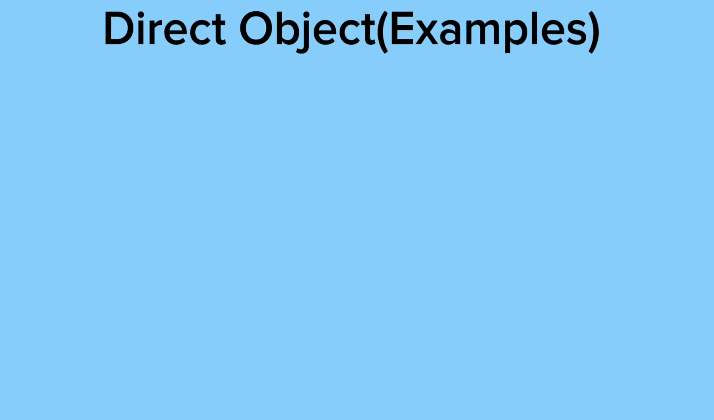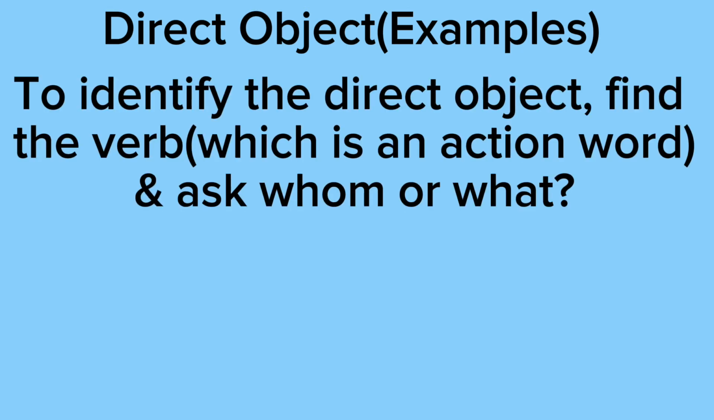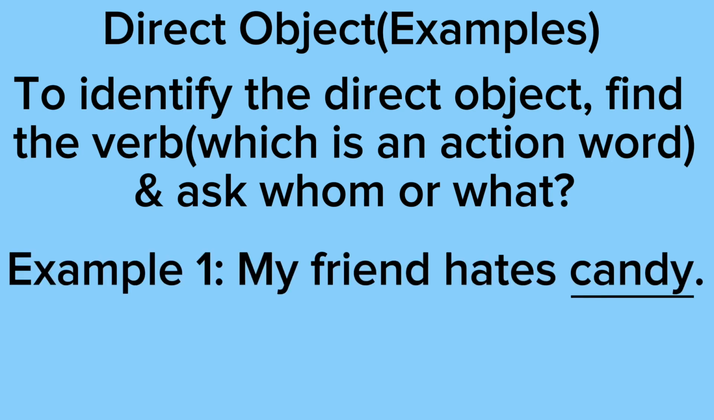Next, we have our examples with direct objects. To identify the direct object, find the verb, which is an action word, and ask whom or what. For example, in the sentence, my friend hates candy, you would ask yourself, my friend hates what? My friend hates candy, and that's how you would find the direct object. Also, candy is the direct object because hates is the verb, and the candy is being hated, and that would make it that direct object.